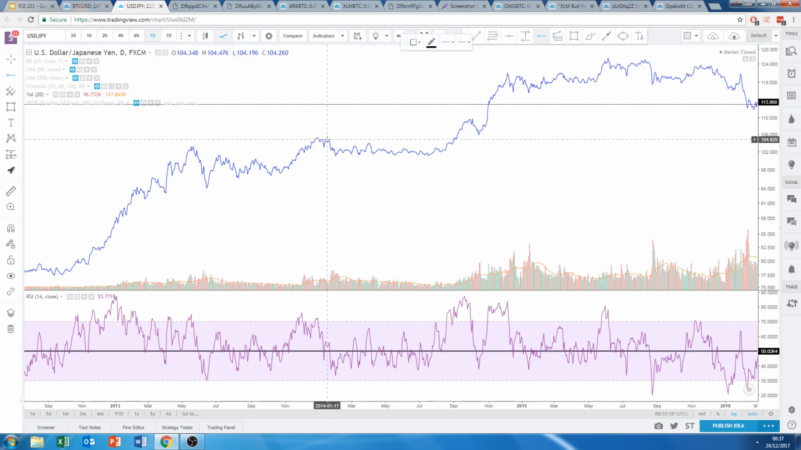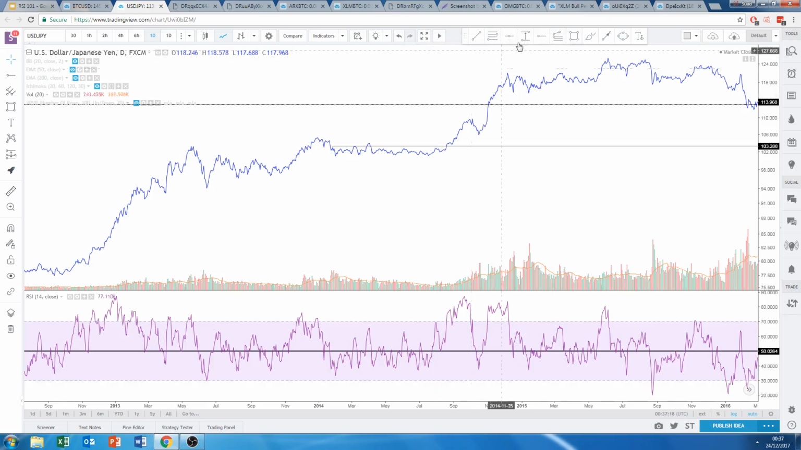So if we were to draw, very roughly, these levels, something like this. Okay? It's just consolidating within this range, cutting up the 50 level, and then it chooses to break to the upside and expand.